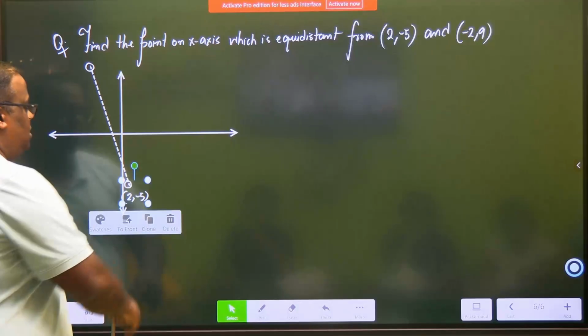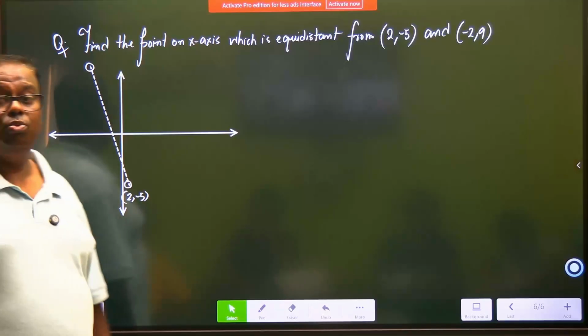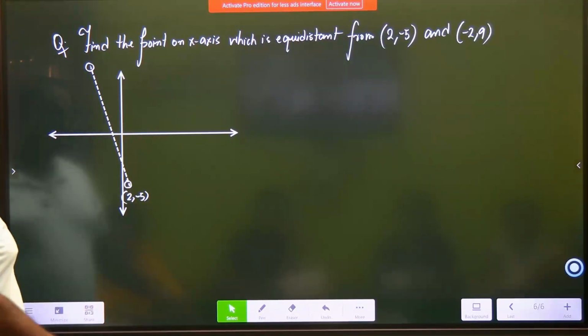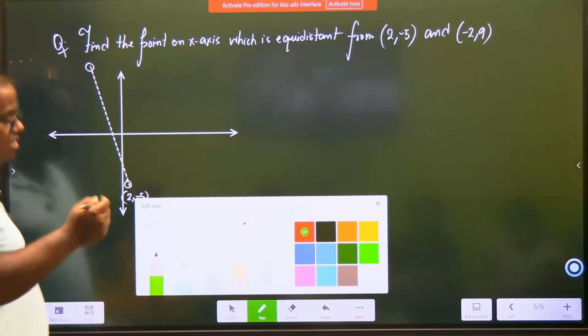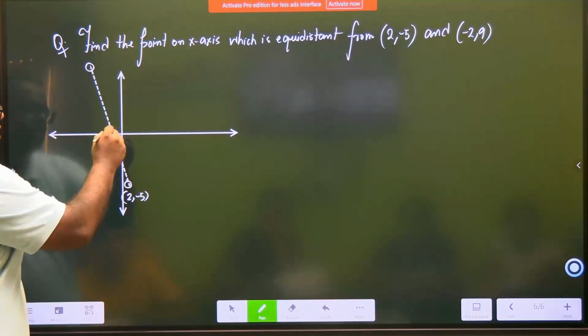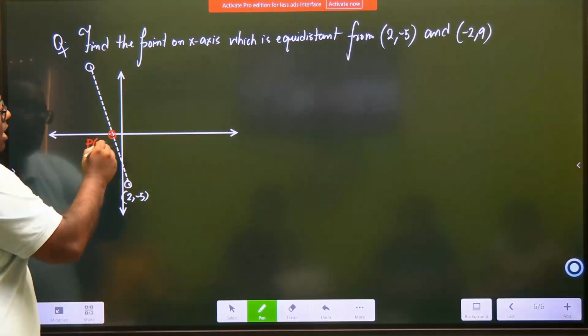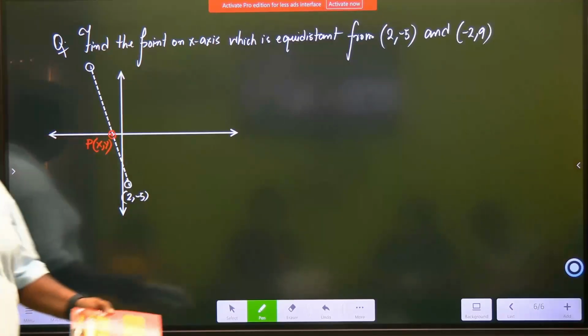Okay, so say this is (2, -5). I have to find a point on the x-axis which is equidistant from both the points. Do you understand? So on the x-axis, this is the point, and I have to say, let the point be P(x, y), and P(x, y) is equidistant from both. यही तो criteria दिया है ना.